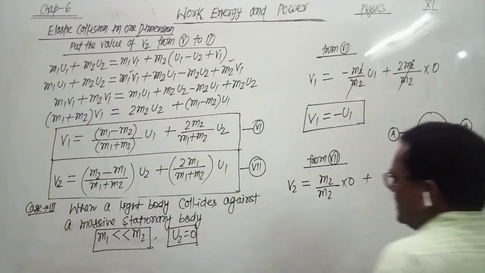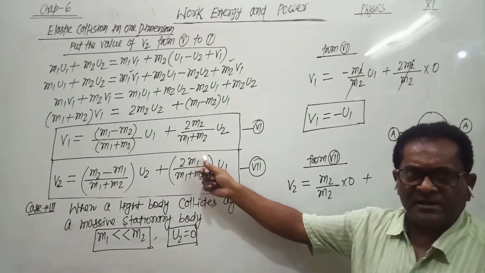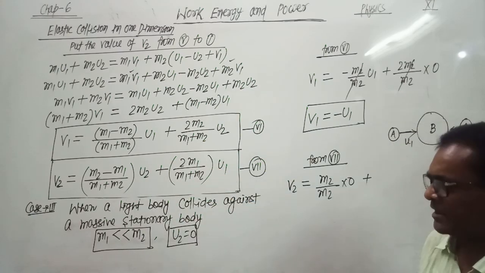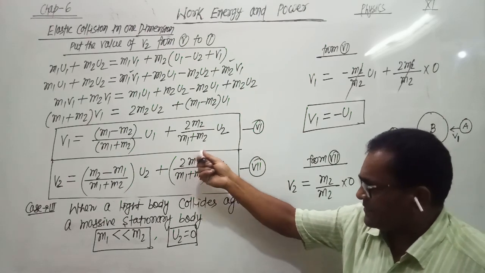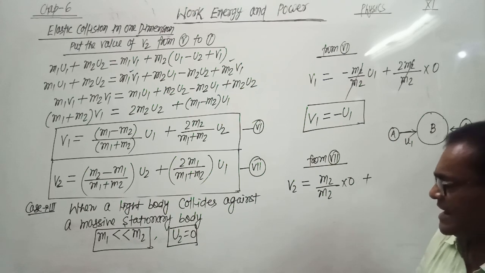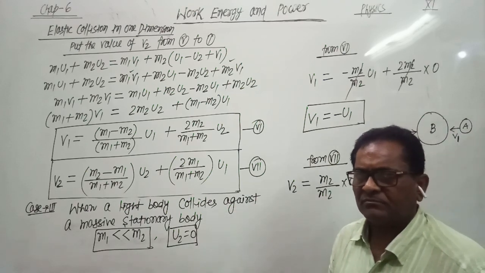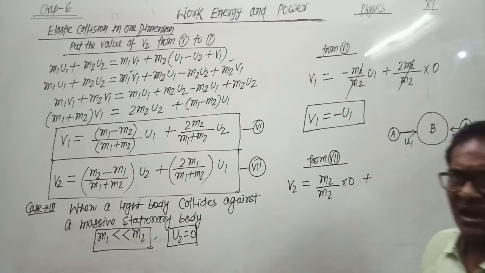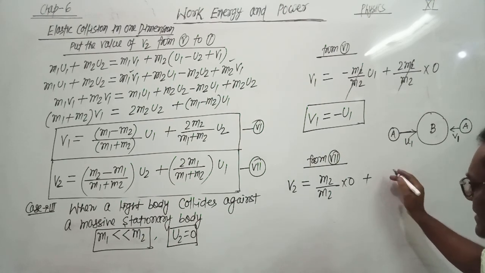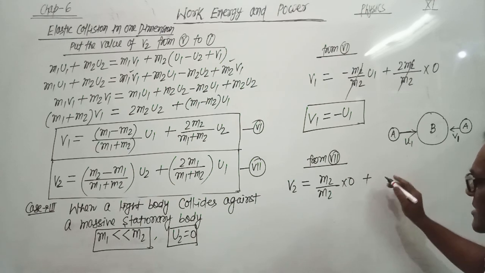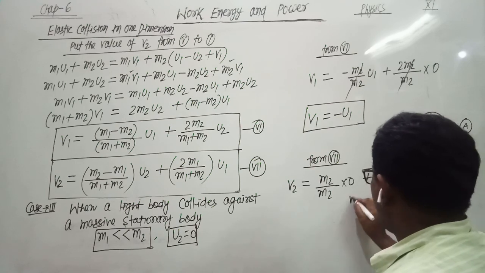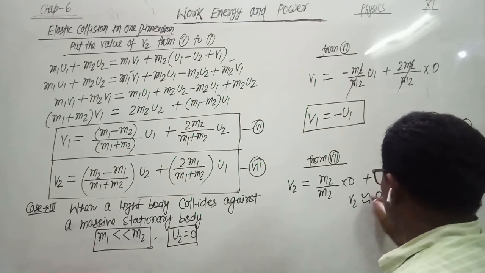So the mass of M1 is much less. This value will be neglected. This will also be neglected. So a much lesser value when divided by a much larger value, we get a very small value of velocity, and that will be negligible. That will be around 0. So V2 is approximately equal to 0.